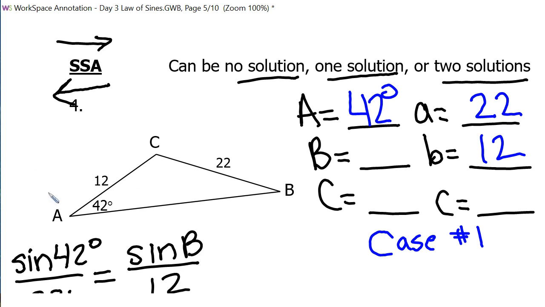Now, cross multiply. So this would be 22 times the sine of angle B is equal to 12 times the sine of 42 degrees. We want to get the B by itself, so divide both sides by 22. So that gives us the sine of angle B is equal to 12 times the sine of 42 degrees over 22. Now notice, this is the arc sine value.